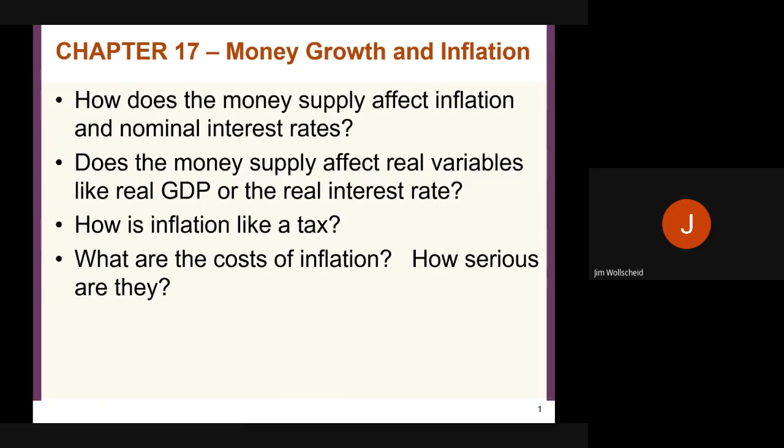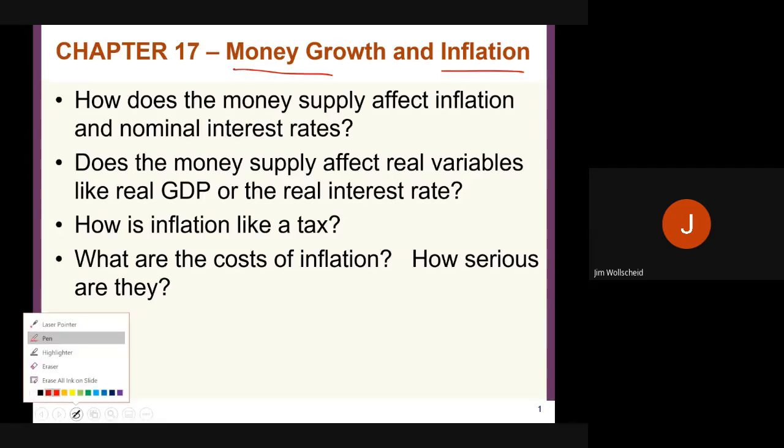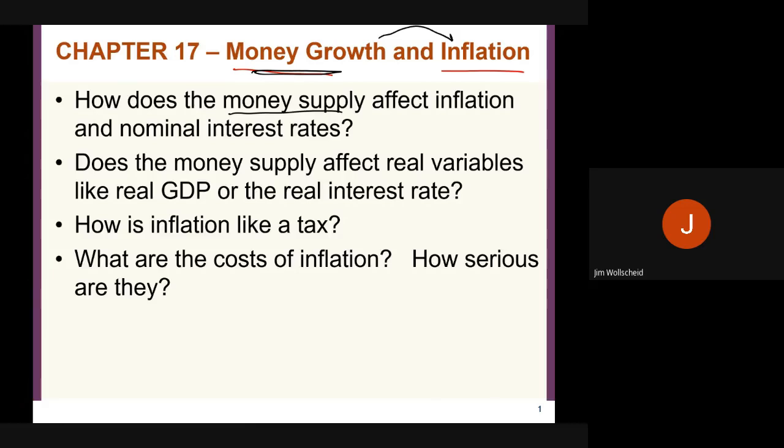What chapter 17 is going to deal with is we're going to talk now about money. Chapter 16 talked about what money is. In chapter 17 we're going to talk about how money and inflation are related. And how do we use them? And how does money growth lead to inflation?